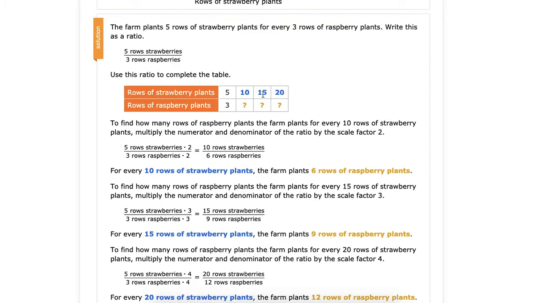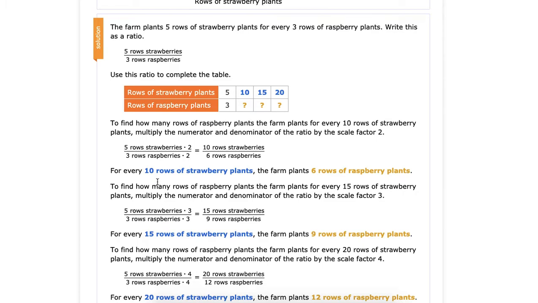And then to get 15, it's 5 times 3. So we have to multiply 3 by 3 also. Again, that giant one idea is what we're talking about. So we would end up with 9. So 9 would go under 15. And those are equivalent ratios. And then to get 20, 5 times 4 is 20. And we'd have to multiply 3 by 4 also. So we would have 12 would go under 20. So again, it's the giant one idea that we've been talking about.